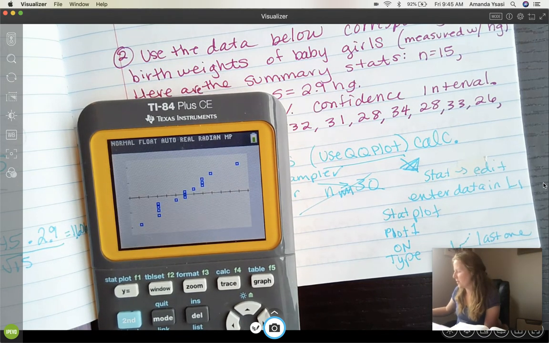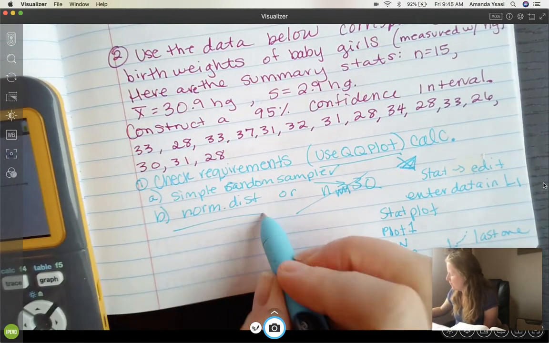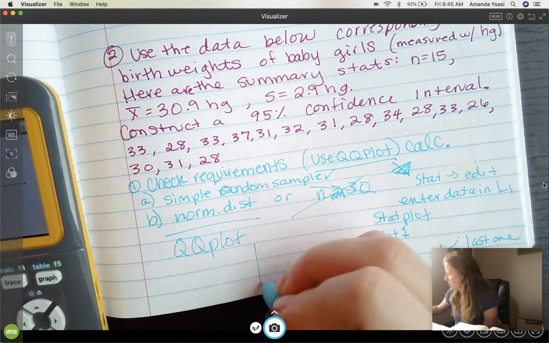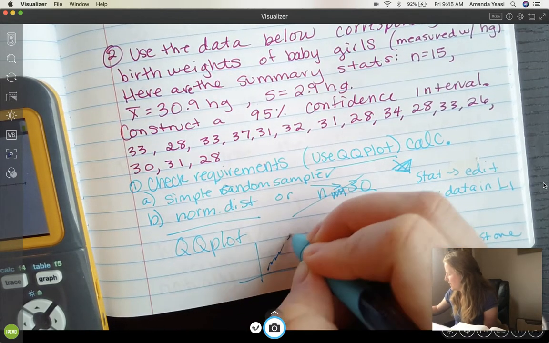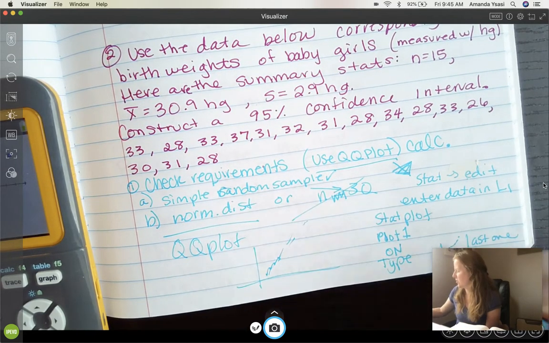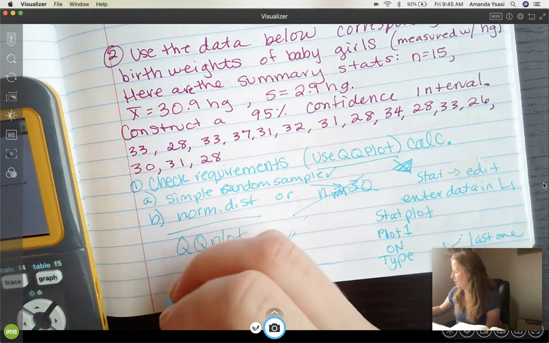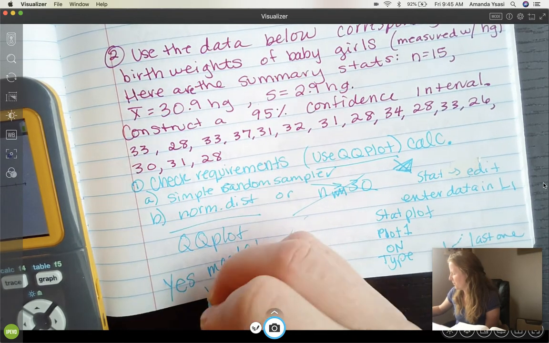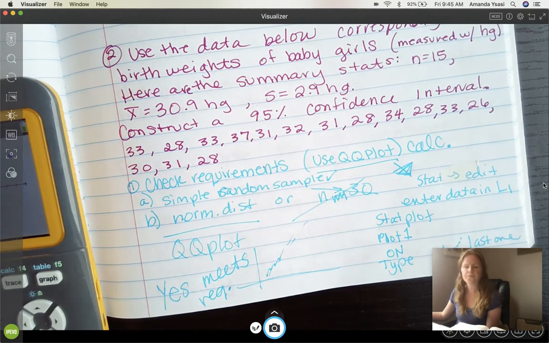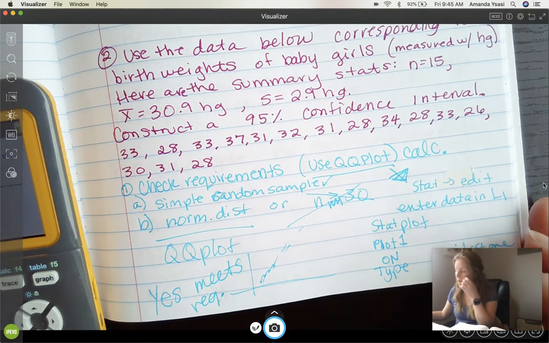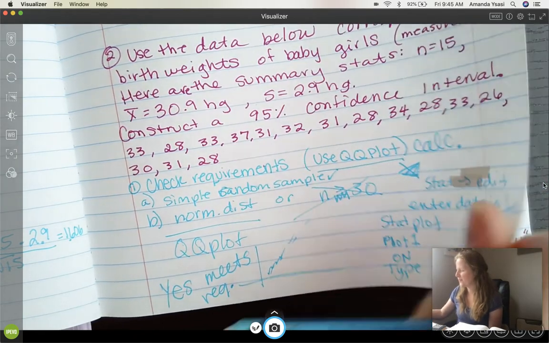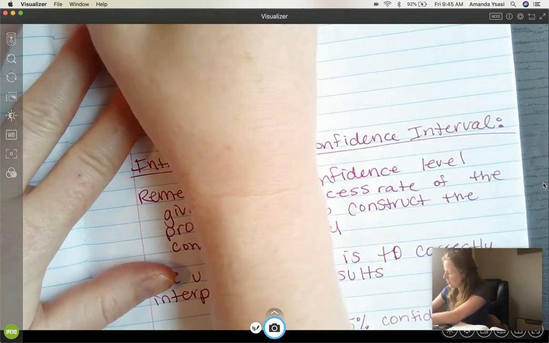Remember, to be normally distributed, it must look like a line, right? Linear. So if it's going like this, then it looks good. So yes, it is. Yes, it meets requirements. Okay. So now we can move on to number 2, and I'm going to go to the next page for that. Okay, number 2.